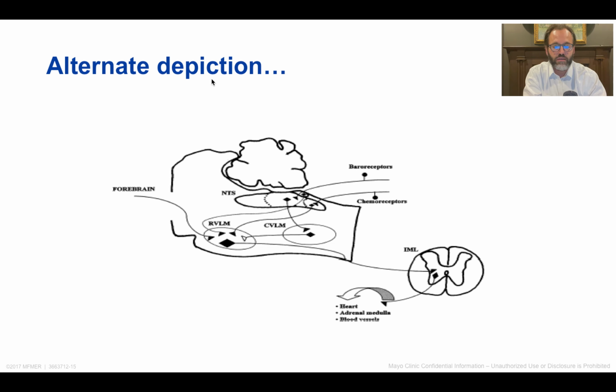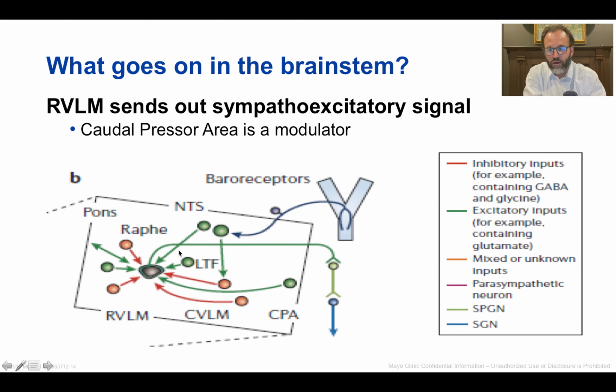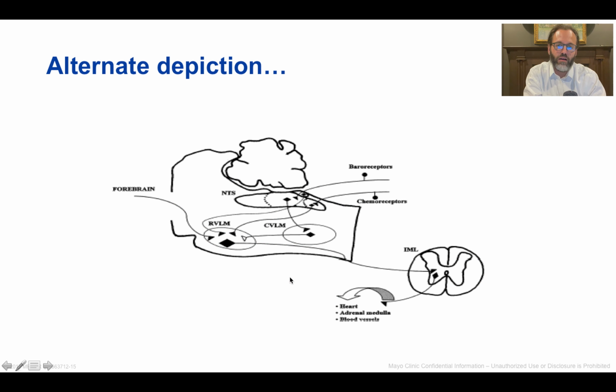So, of course, this is sort of a nuclei in a box depiction. This is probably a little bit more accurate, where we've got the NTS up here with parallel signals going on to the RVLM, CVLM being a modulator of the RVLM, certainly having other modulators come in here as well, baroreceptor and chemoreceptor afferents coming in, and those ultimately sending out signals to the body. A bit more physiological depiction here.